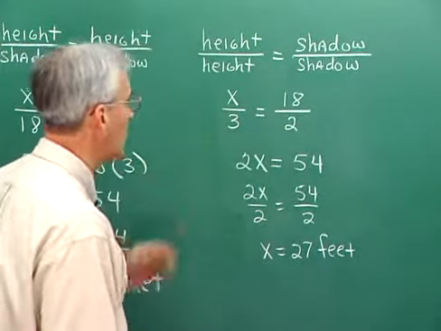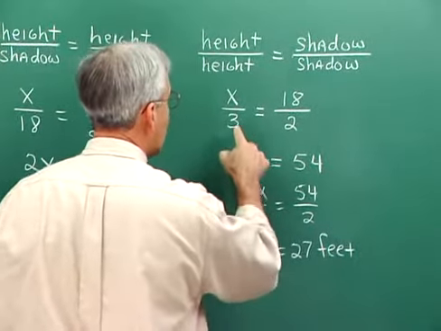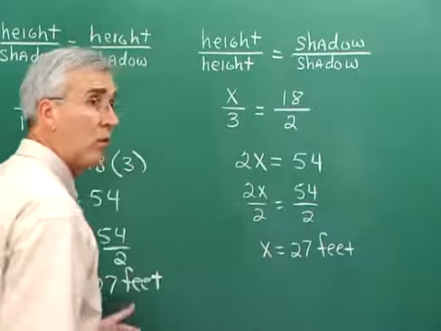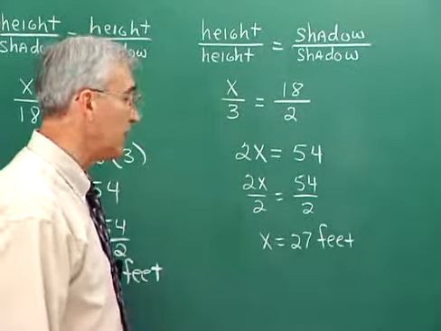And notice that when we cross multiply, we get the same result that we did before. X times 2, 2X. Then 3 times 18 is 54. And working down, we find once again that the height of the tree is 27 feet.